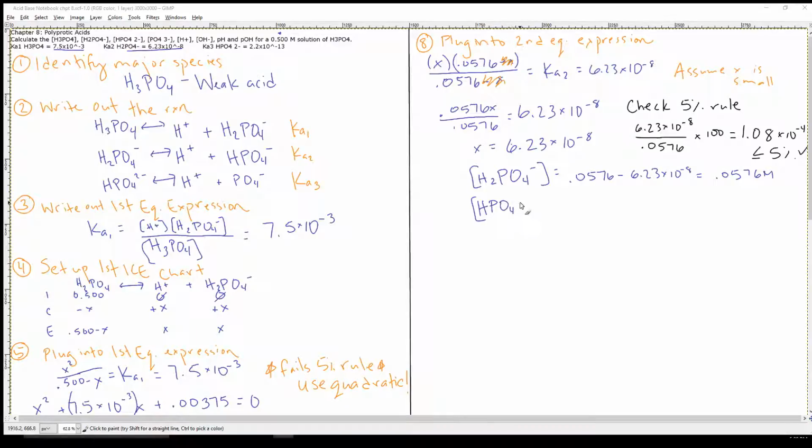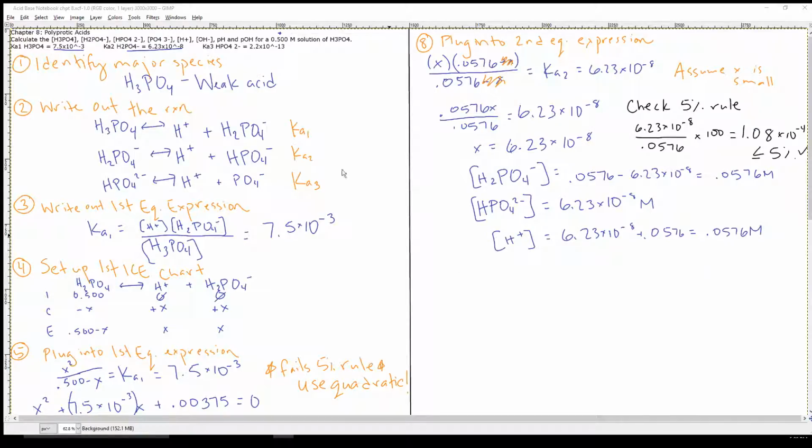HPO4 2 minus. That one was just straight up x, so 6.23 times 10 to the negative 8th molarity. And my hydrogen ions, of course, always important, is equal to 6.23 times 10 to the negative 8 plus 0.0576, which again is just 0.0576 because x was so small.